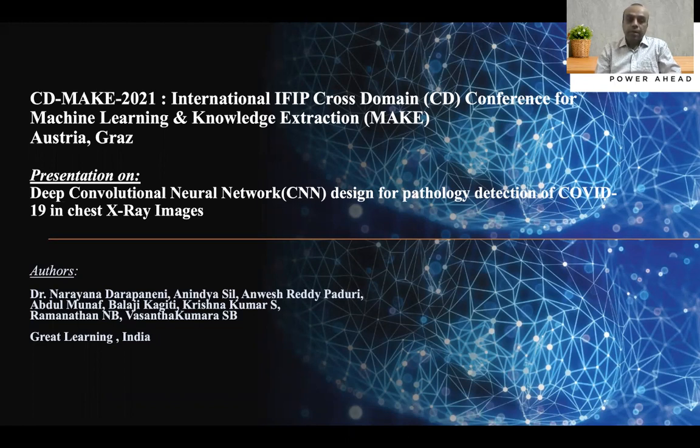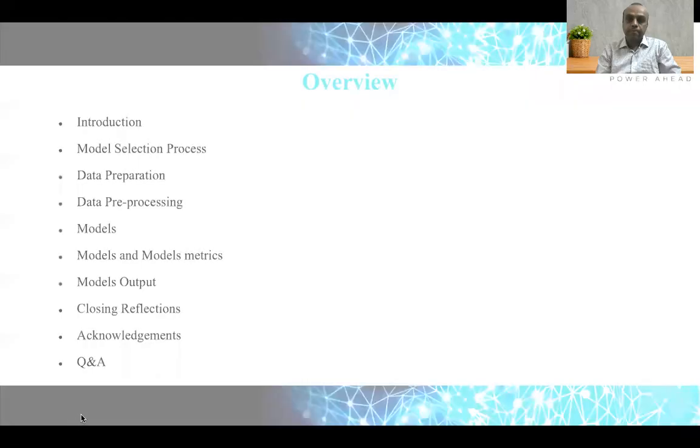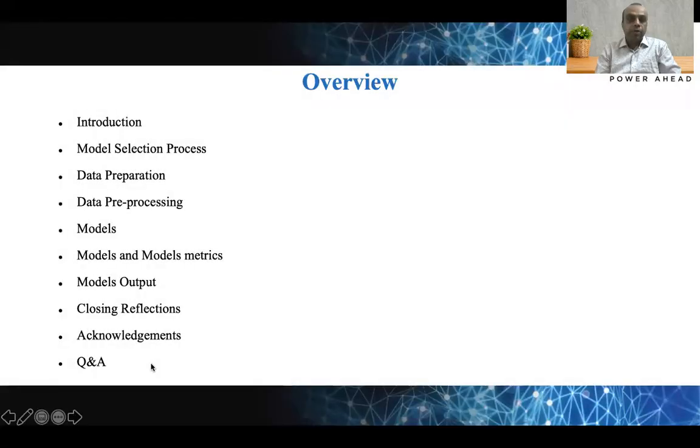This is an 8-member team that developed this paper on a deep convolutional neural network designed for pathology detection of COVID-19 in chest X-ray images. So this is a brief overview of today's presentation on this paper. I'll go through these points.